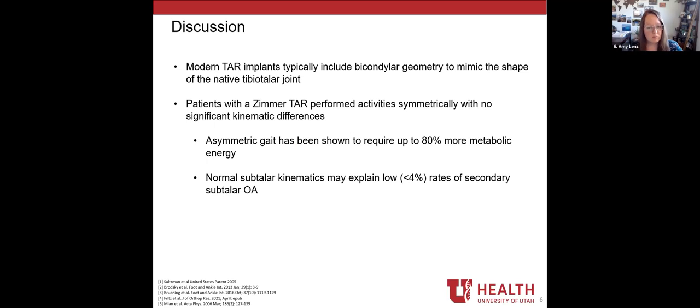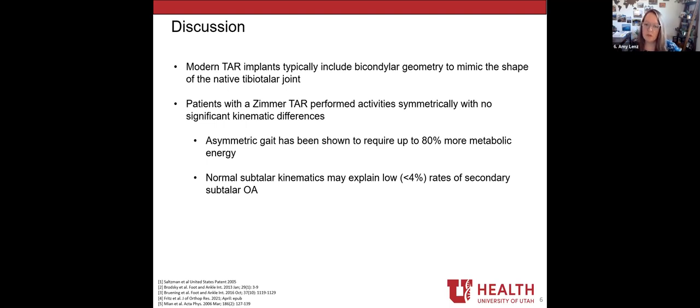When it comes to comparing our data to other data within the literature, this is the first biplane fluoroscopy study to actually isolate a total ankle replacement kinematic function without the combined kinematic influence of the subtalar joint.